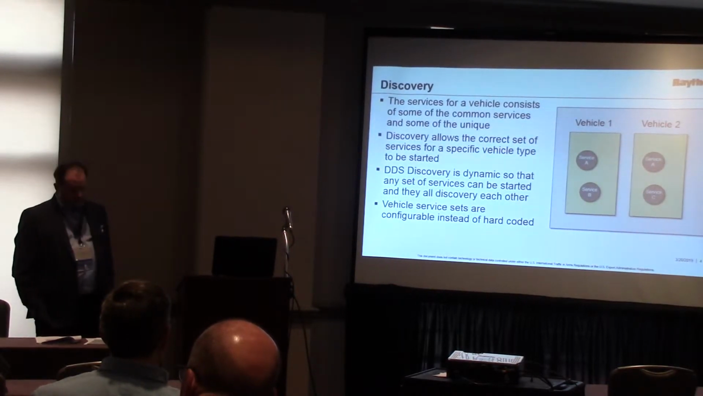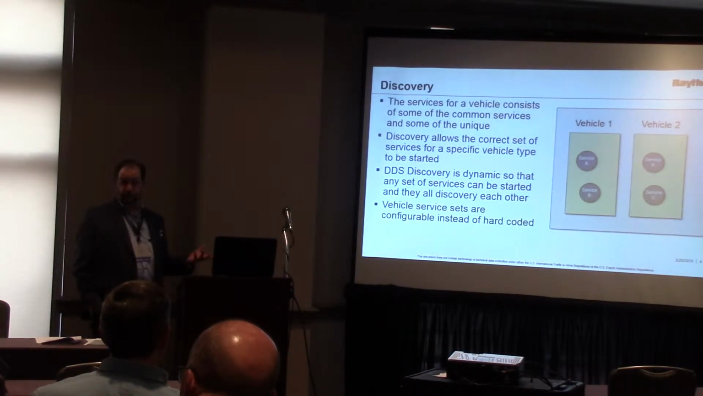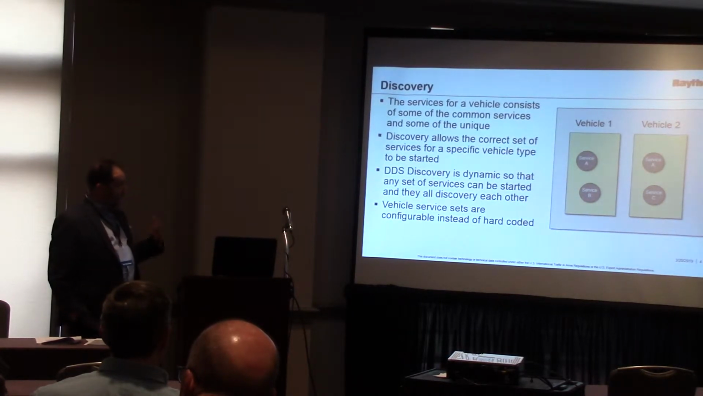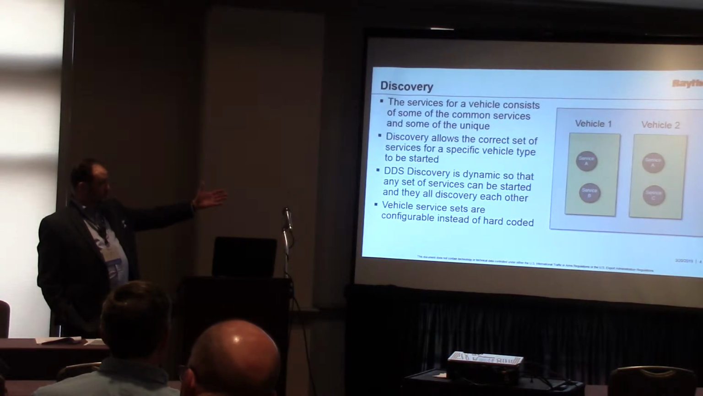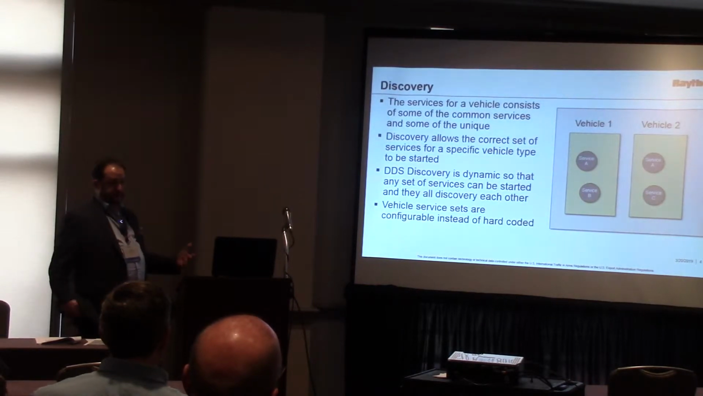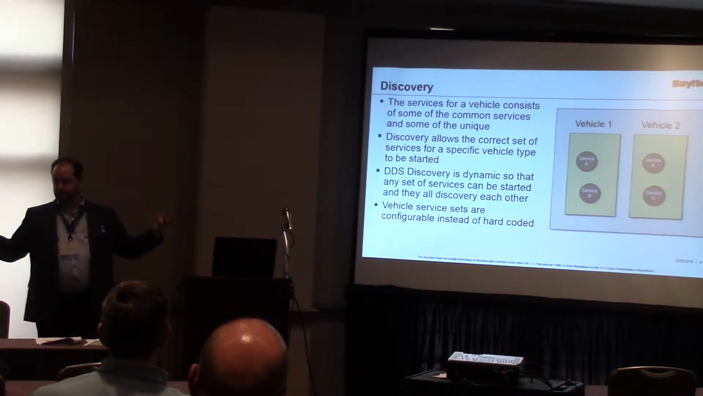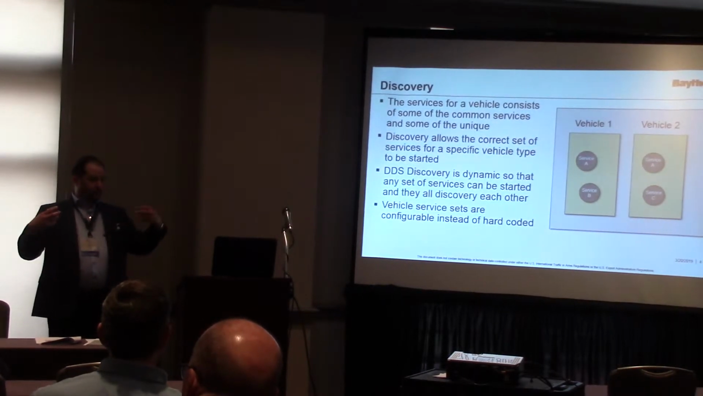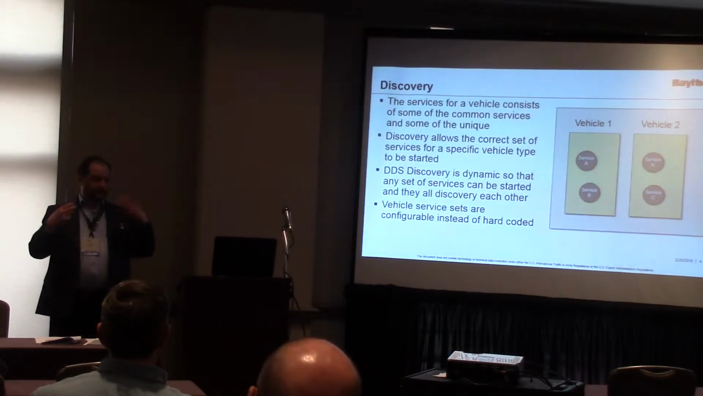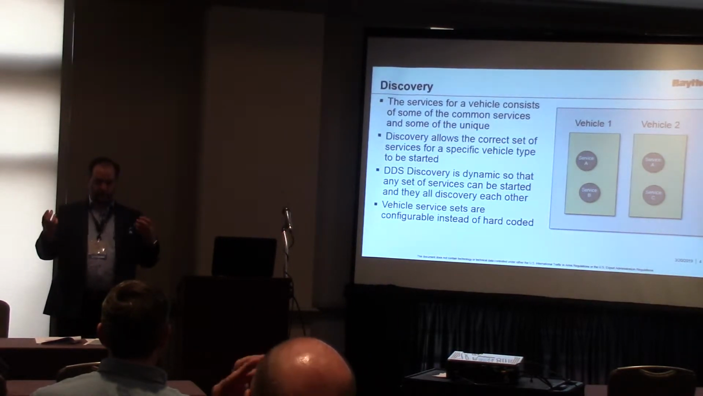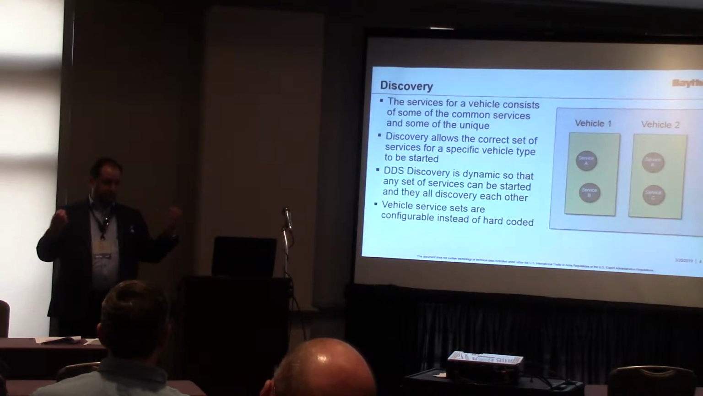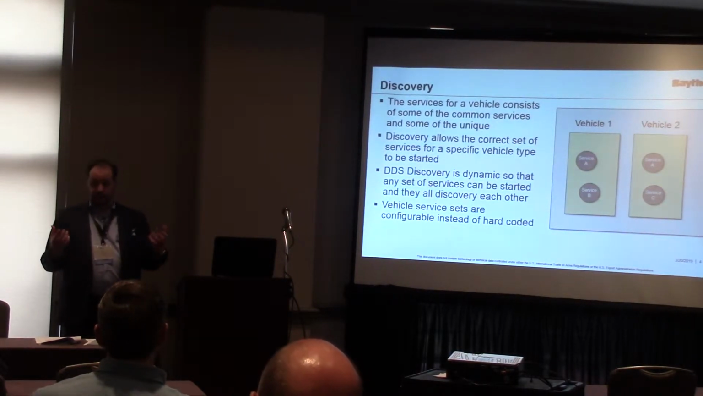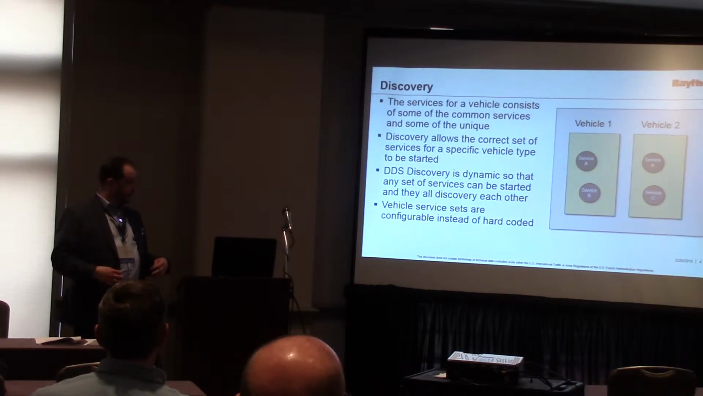So the first thing we'll talk about is discovery. And as we've talked about, right, we have two different vehicles here. One vehicle's using service A and B, the other one's using A and C. What discovery gives us the ability to do is, when all of those services come up, it doesn't matter what set of services we start, they all just use DDS discovery, they find each other, they set up communications with each other. So it gives us a very flexible way to start the system up and allow everything to find and communicate with each other.